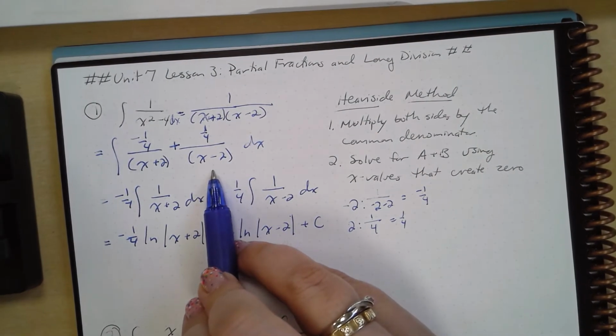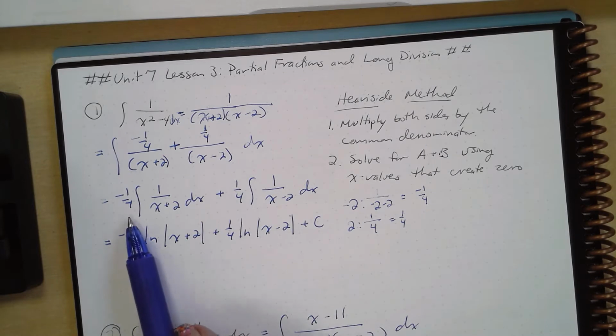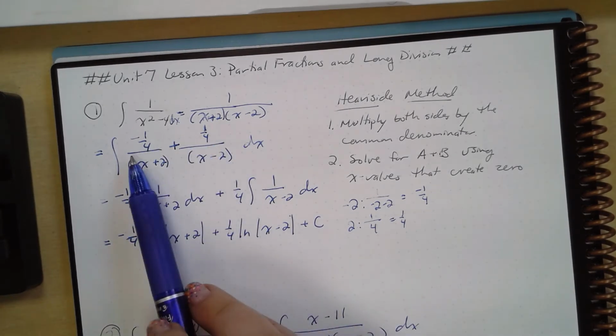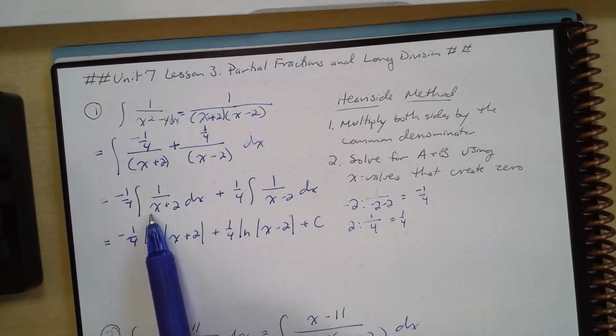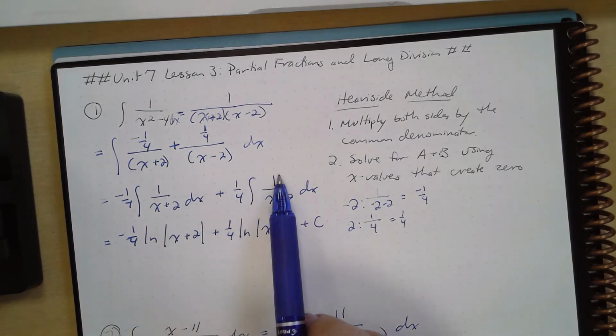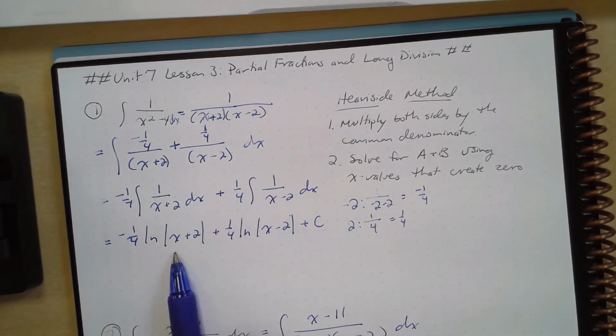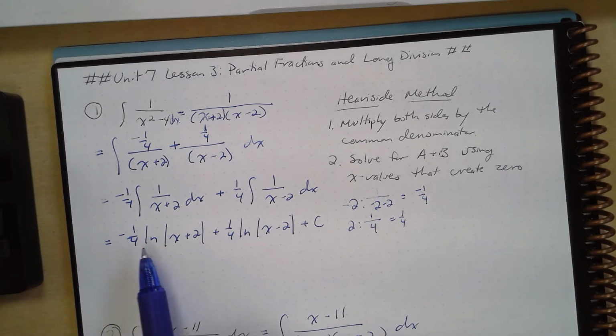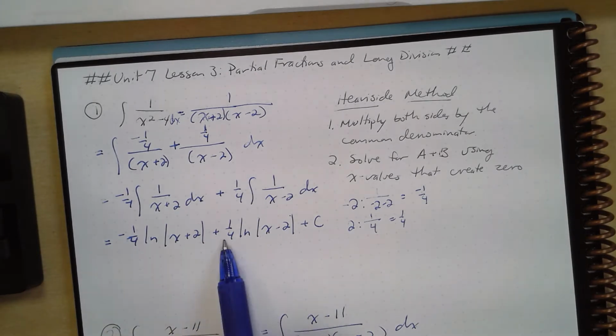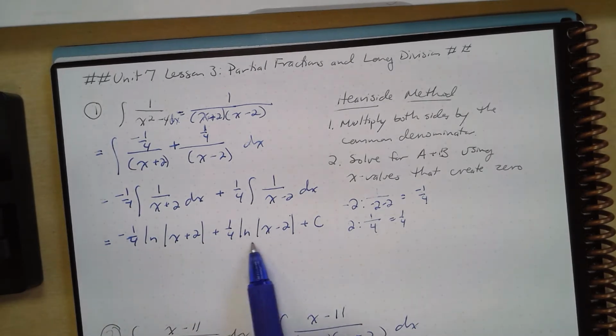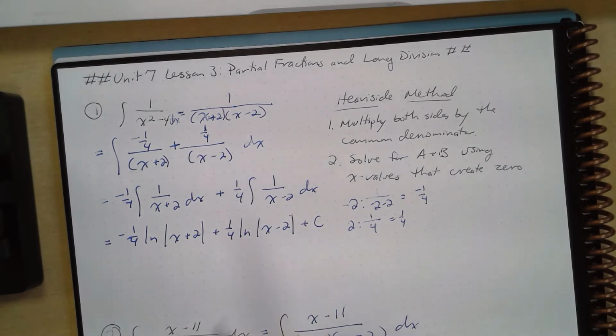So then I can actually just integrate. I could factor out this negative 1/4 and 1/4, but you can see here we're just going to have 1 over x plus 2, 1 over x minus 2. That's just the natural log. So this becomes negative 1/4 natural log of x plus 2 plus 1/4 natural log of x minus 2. And don't forget, you have to have plus c at the end.